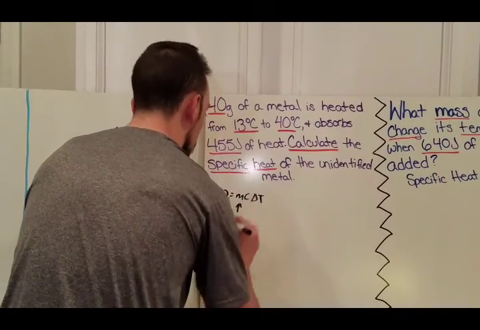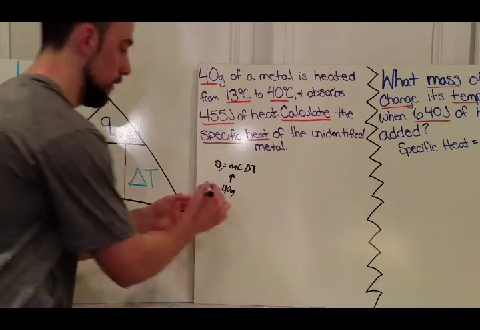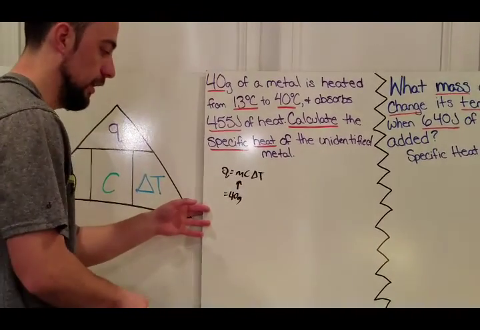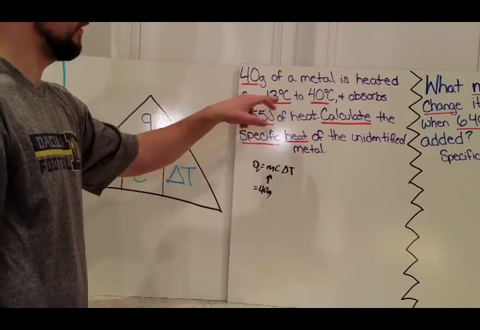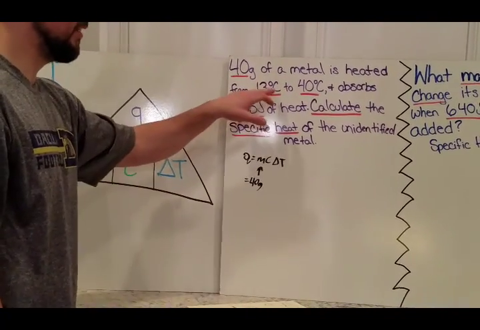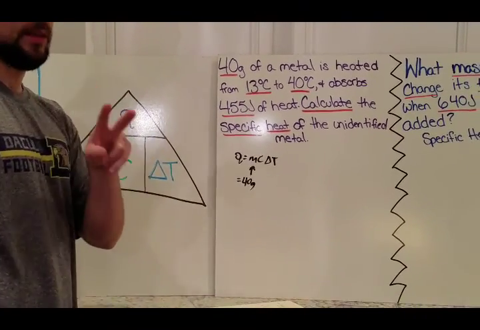So I'm going to put it right here. So that's going to be 40 grams. So far, so good. Okay? Then the next thing that we hit is 13 degrees Celsius to 40 degrees Celsius. Well, we see Celsius and Celsius. We know it's going to be two temperatures, and it's going to be delta T.